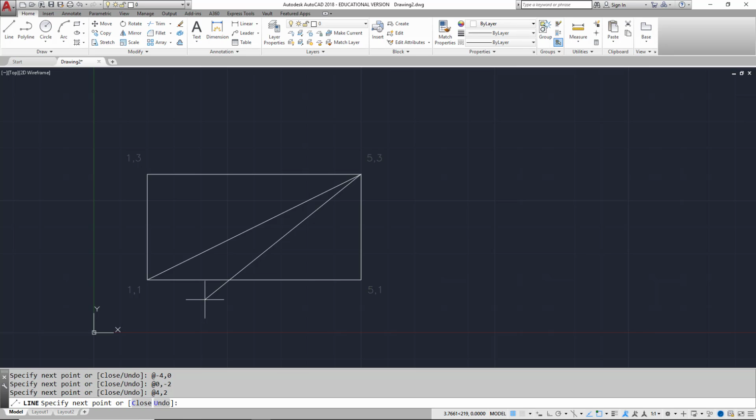I can get out of the line command by either pressing escape or enter. This concludes the orientation for relative coordinates in the AutoCAD program.